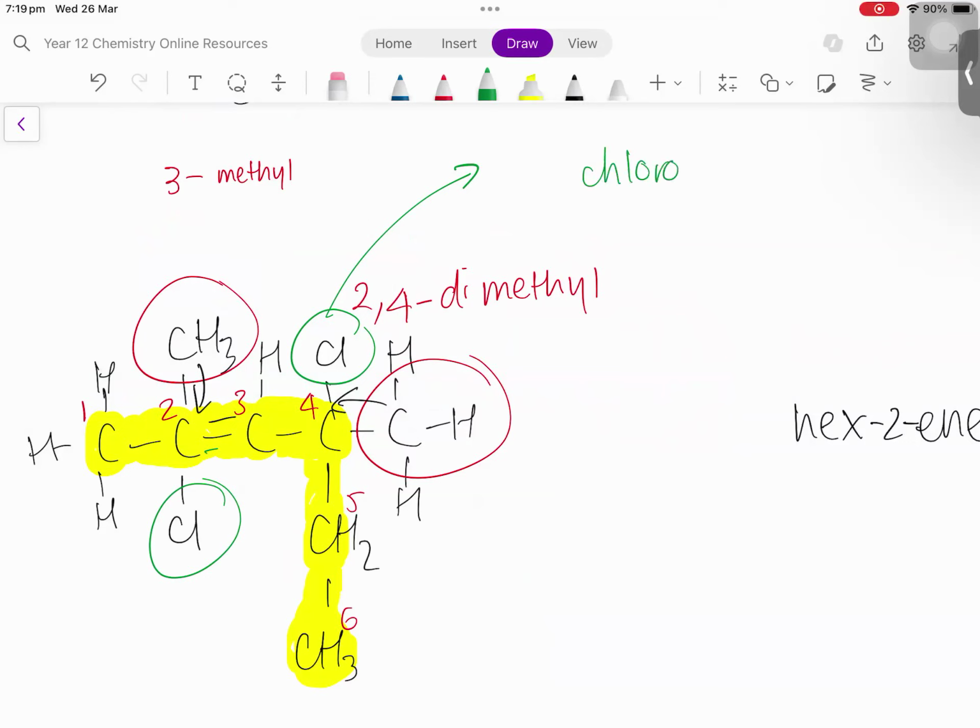How many chlorines are there? 2. I'm not counting number of carbons. I'm counting number of chlorines. What's the prefix I use for 2? It's not F. It's di. Good. And I need a location number for each of them. What carbons are my chlorines bonded to? 2 and 4. Good. Okay. Oh, they happen to be bonded to the same carbons as your methyls. That was just by chance.